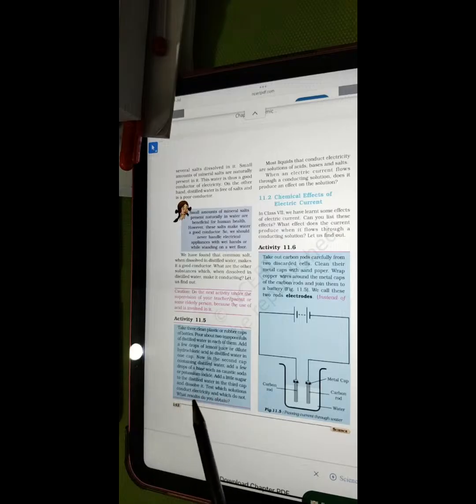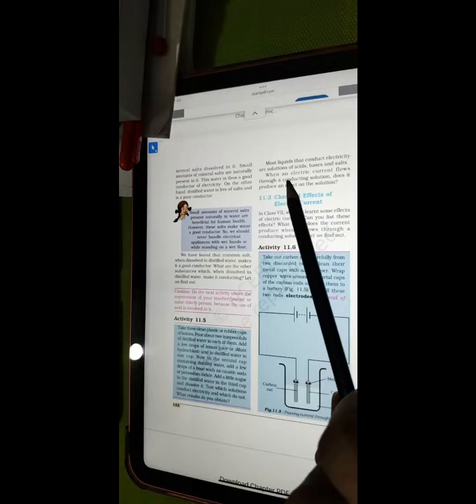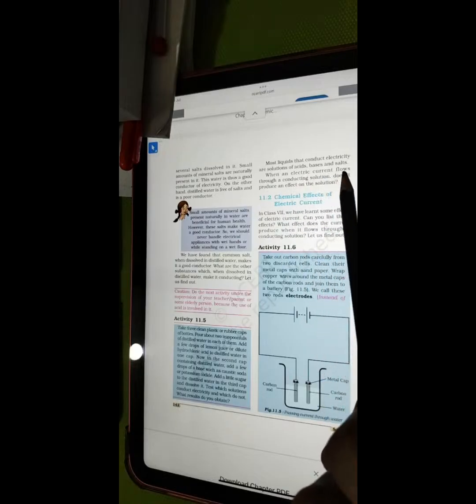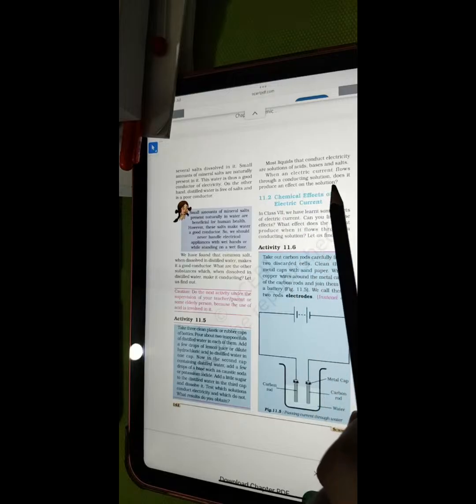Test which solutions conduct electricity and which do not. What results do you obtain? Most liquids that conduct electricity are solutions of acids, bases, and salts. When an electric current flows through a conducting solution, does it produce an effect on the solution?